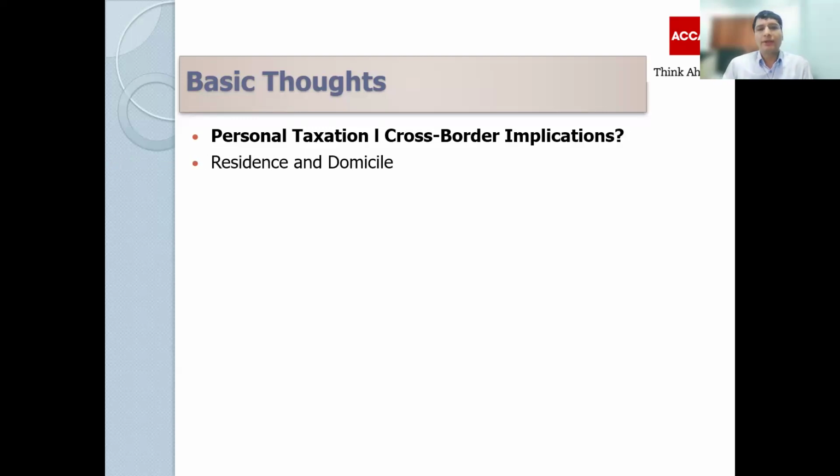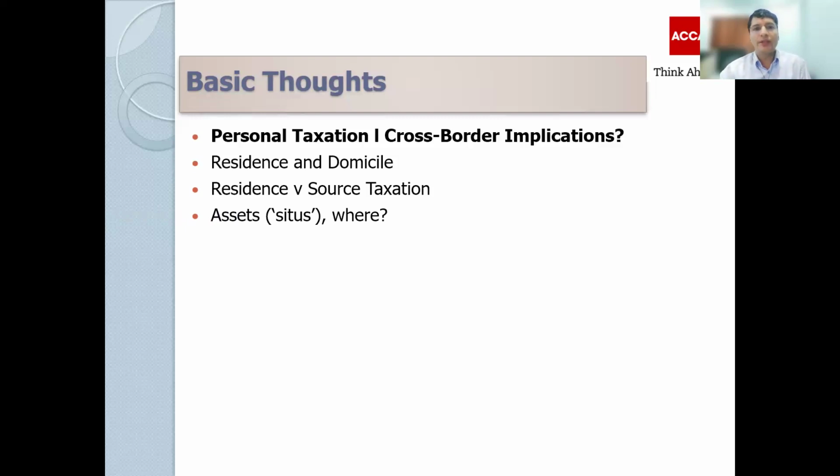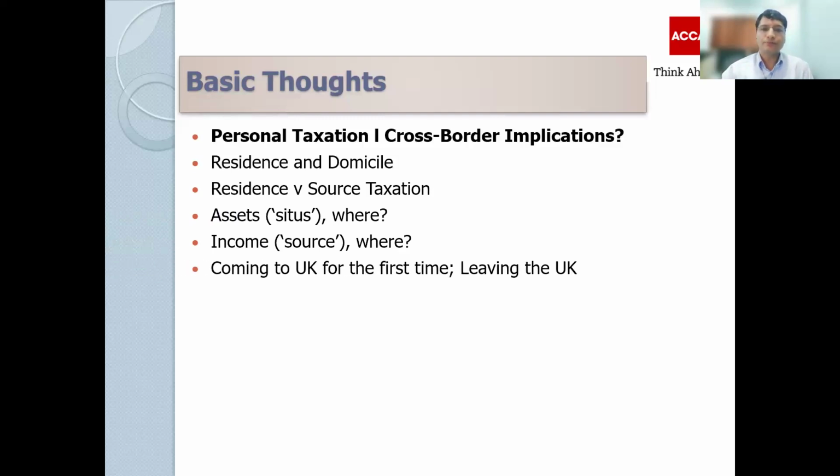I've also thought about residence and domicile. Otherwise, the personal taxation session won't be complete. Therefore, the main bit of this personal taxation is residence and domicile. I also thought about source versus residence taxation for the purpose of this session. Assets, where the assets may be situated, that's called situs. Income, where the income is arising.